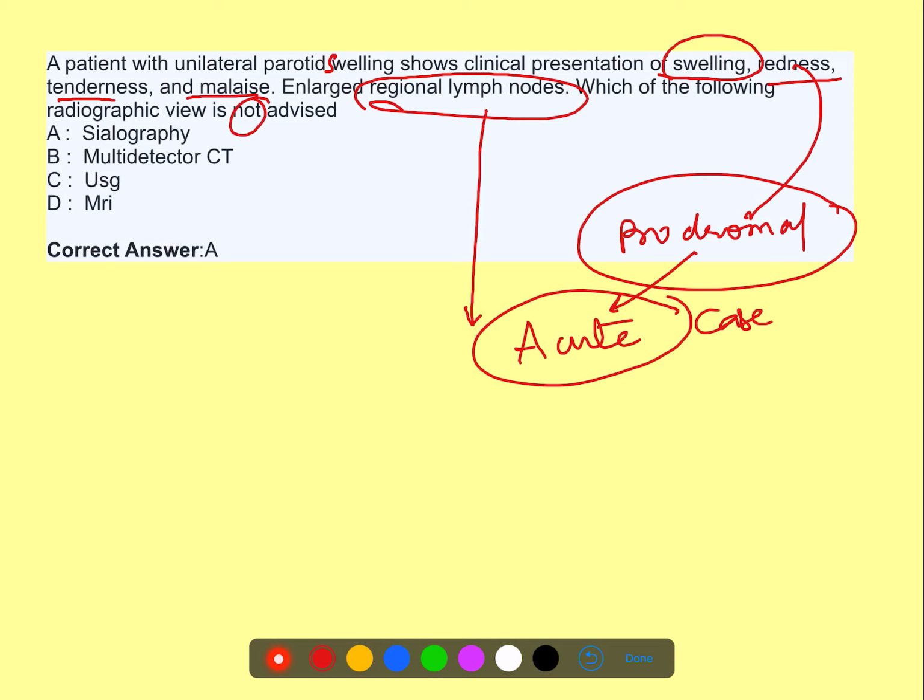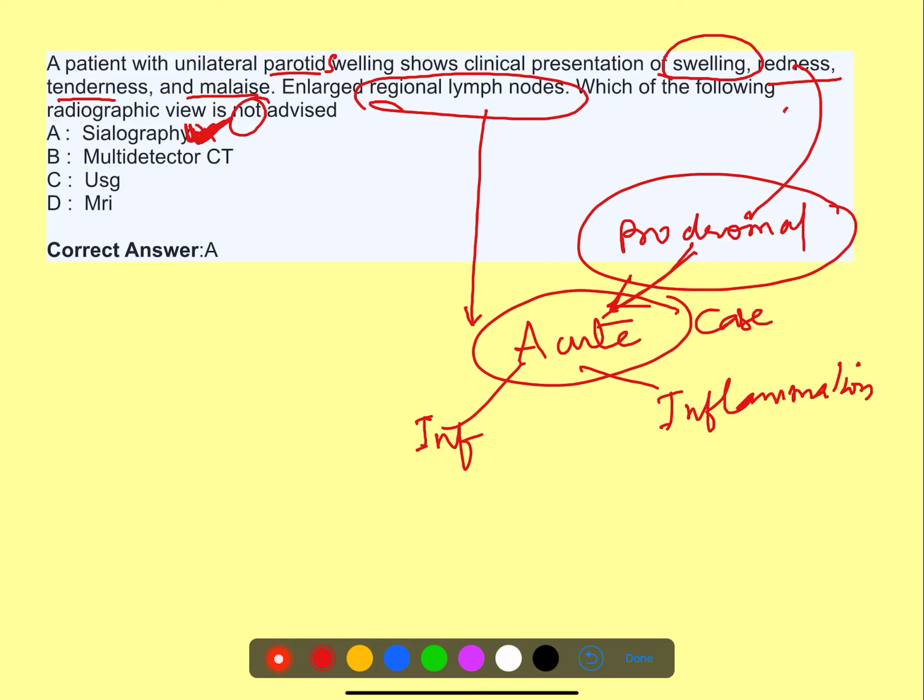Some people may have selected parotid swelling and chosen sialography, but sialography is not advised here, because by reading the question you can see the patient is in an acute stage. The contraindication of the sialographic procedure is acute infection or inflammation. You should not select sialography because it may damage the parenchyma of the gland. You can do multi-detector CT, USG, or MRI in acute conditions, but you should not do sialography. It is a contraindication for the sialographic procedure.